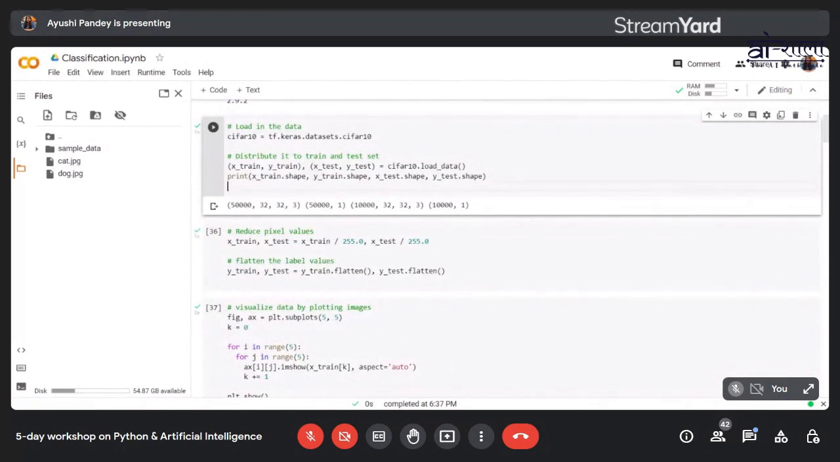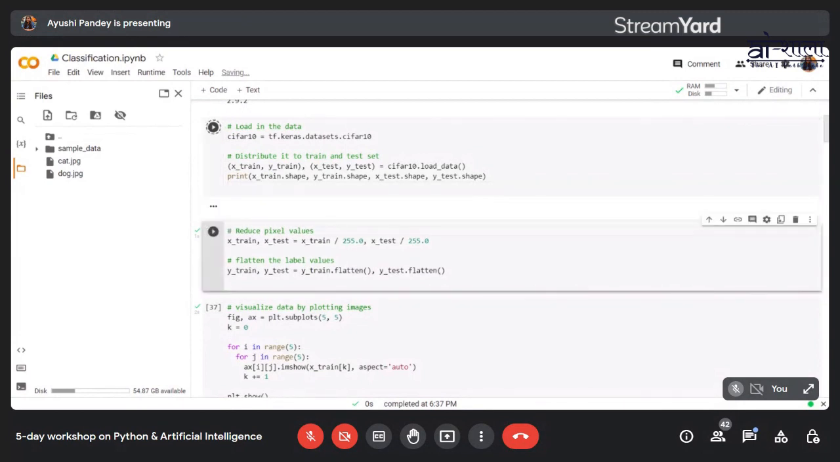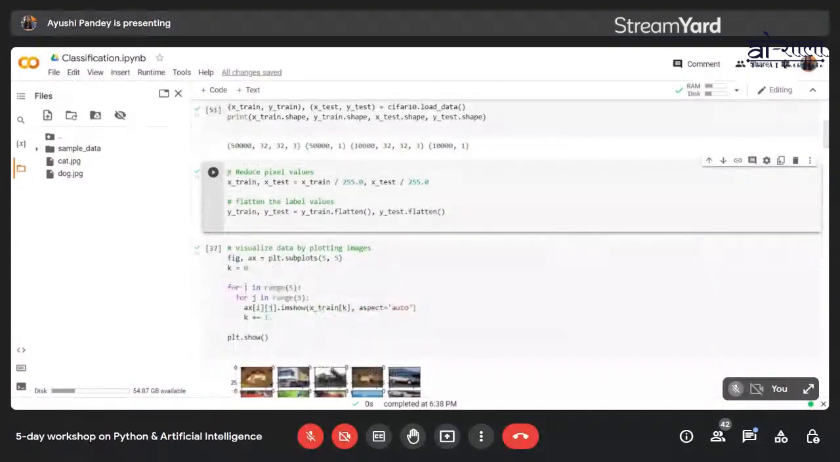I told you about loading the data set. This is my data set, and it was divided into X train and Y train. For training we have 50,000 data, and for testing we have 10,000. So in total, this data set contains 60,000 data.